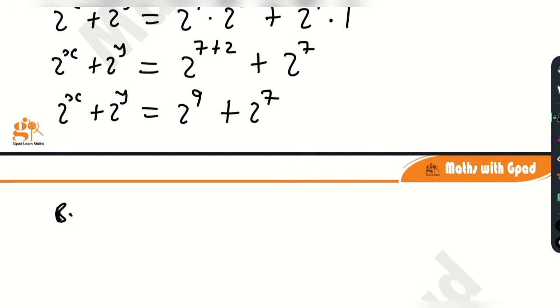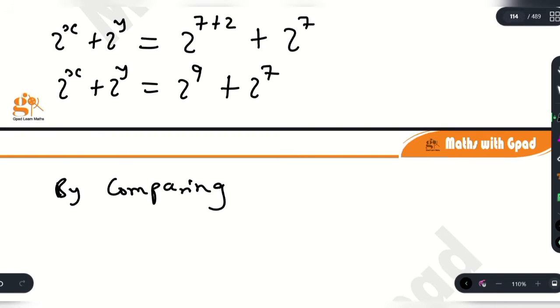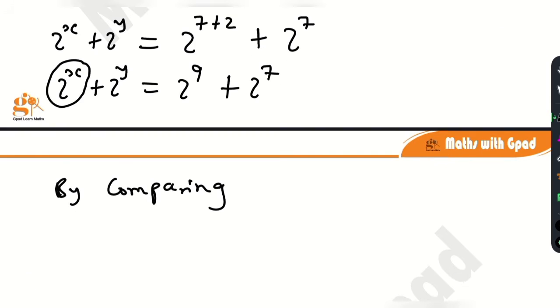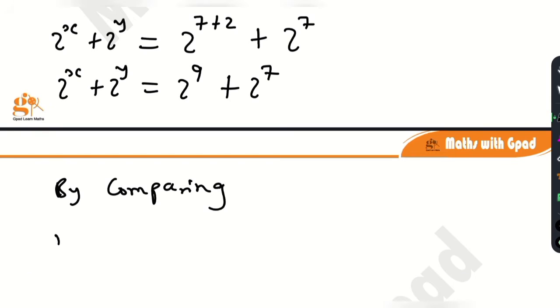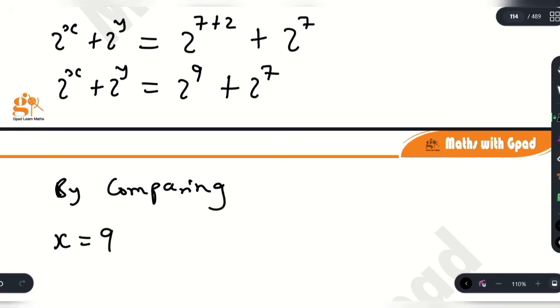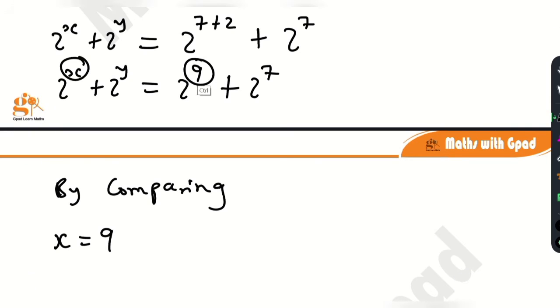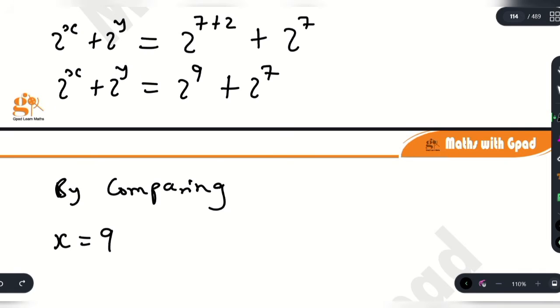Okay, now by comparing what we have on the left hand side and on the right hand side, you can see that this is 2 raised to power x. It compares with this, and 2 raised to power y compares with this. You can also write it interchangeably. See what I mean? So if we compare, x is equal to 9, so we are comparing the exponents, and then what? y is also equal to what? 7. So y is equal to 7.